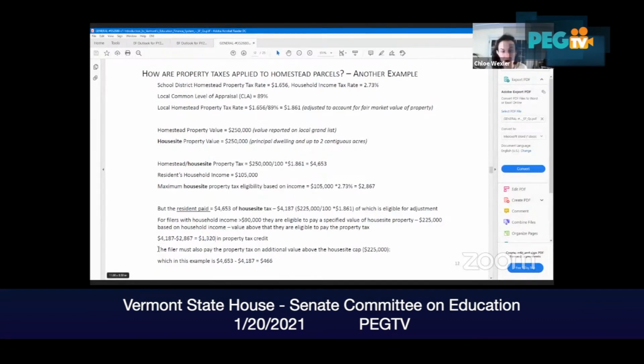The filer must also pay the property tax on the additional value above the house site cap. And in this scenario, that additional amount above the house site cap is $466. Does this make sense?